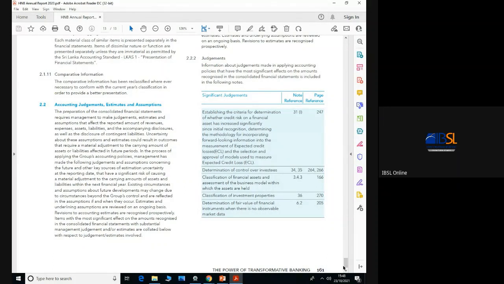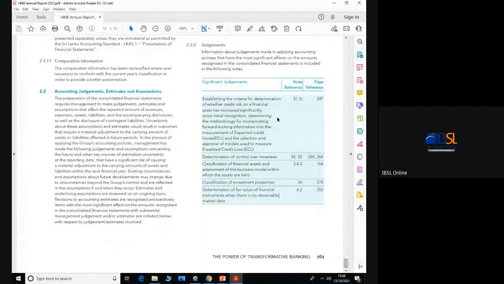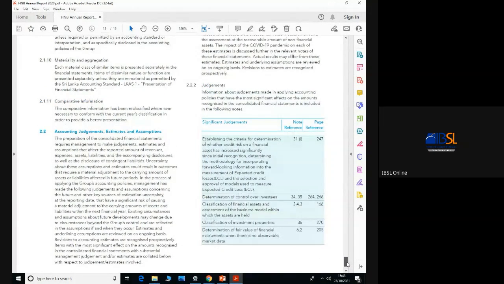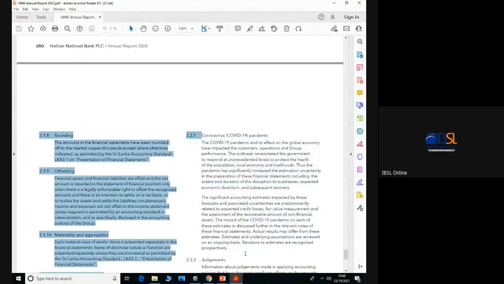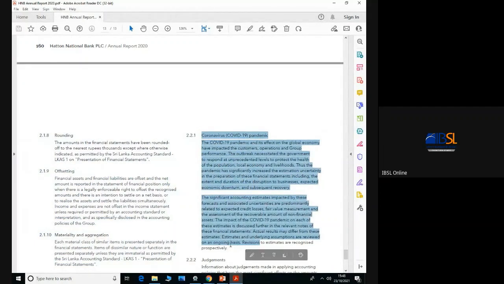So this is the section on judgments. What are the things that they have made judgments on, right? I have not gone into the full extract of the financial statement. I have just taken few pages, but what I want to highlight is, just see here. Now they have talked about the COVID-19 pandemic also, right? Just read it for yourself. The COVID-19 pandemic and its effect on the global economy have impacted the customers, operations, and the group performance.